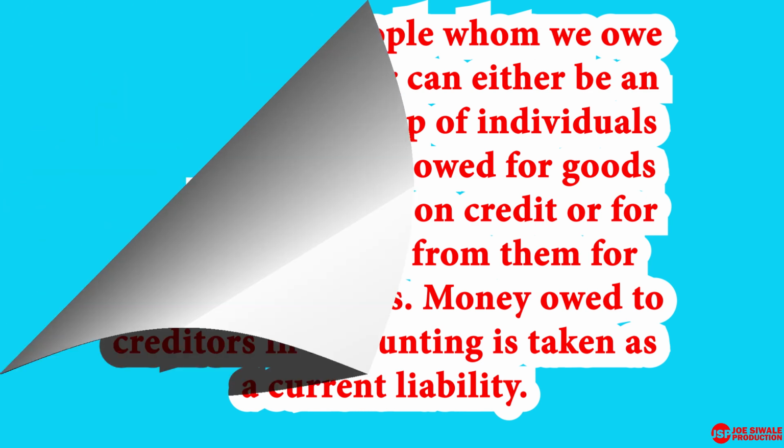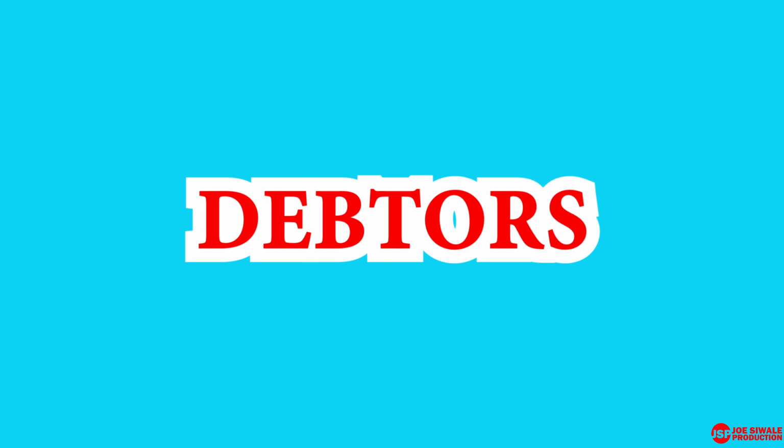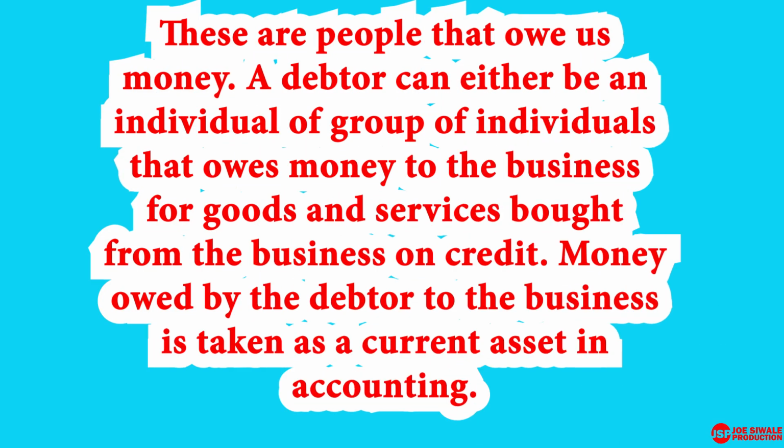Then let us look at debtors. So debtors are people that owe us money. A debtor can either be an individual or group of individuals that owes money to the business for goods and services bought from the business on credit. Money owed by the debtor to the business is taken as a current asset in accounting.